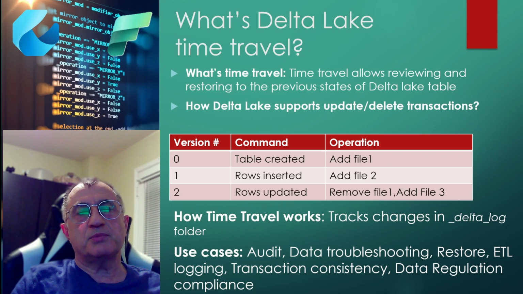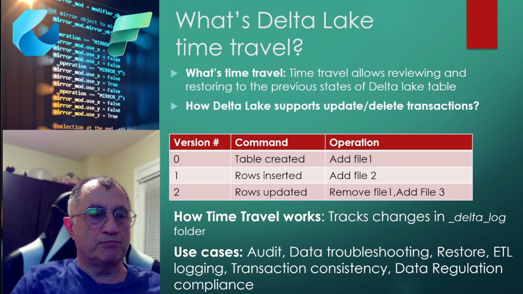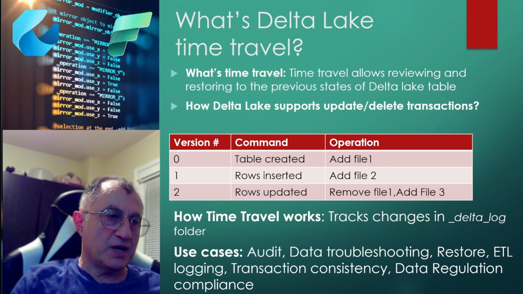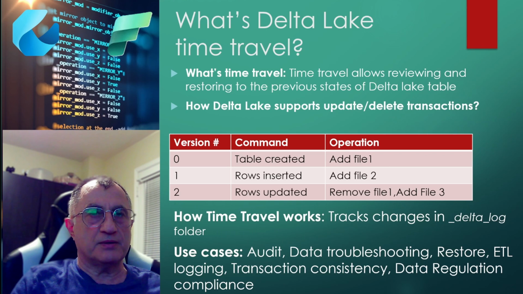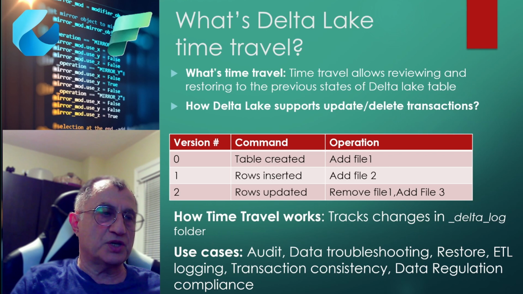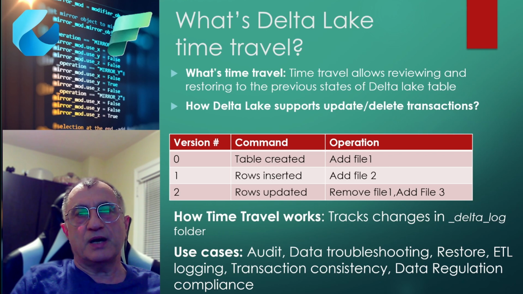Because table versioning logs contain some important transaction details, including timestamp and transaction statistics like number of files or number of rows changed. So that information can be preserved and used as an ETL logging mechanism.